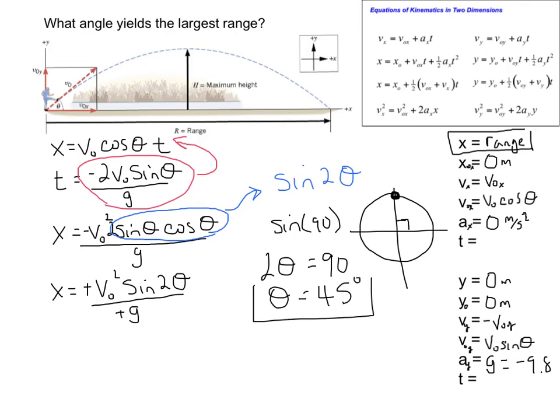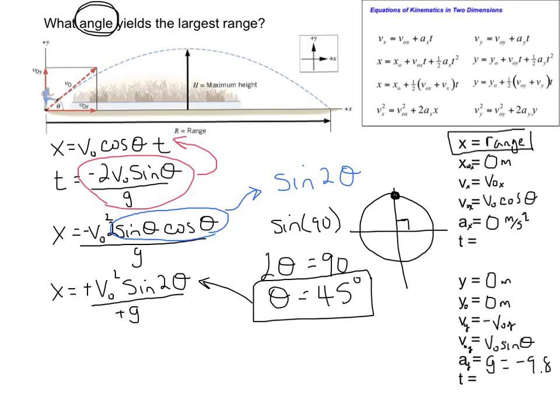If I make theta 45 degrees, what happens to my range equation? Well, sine of 2 times 45 is 90, so the sine of 90 degrees will be 1, and my range is v initial squared over g. If I make theta anything else at all, it will lower the value of my sine 2 theta, and thereby make the range slightly smaller. So that's why the angle which yields the largest range, which was our original question, is 45 degrees.